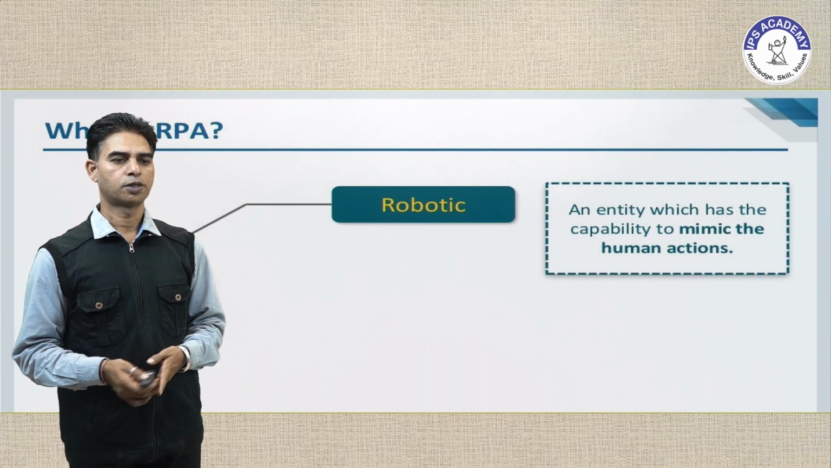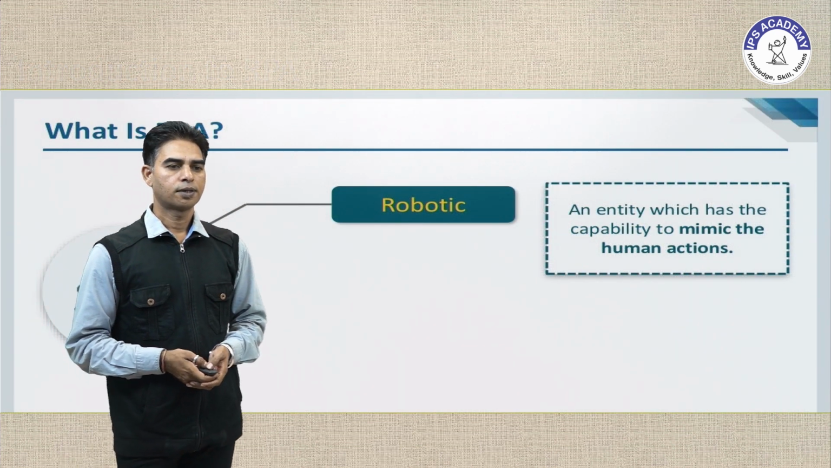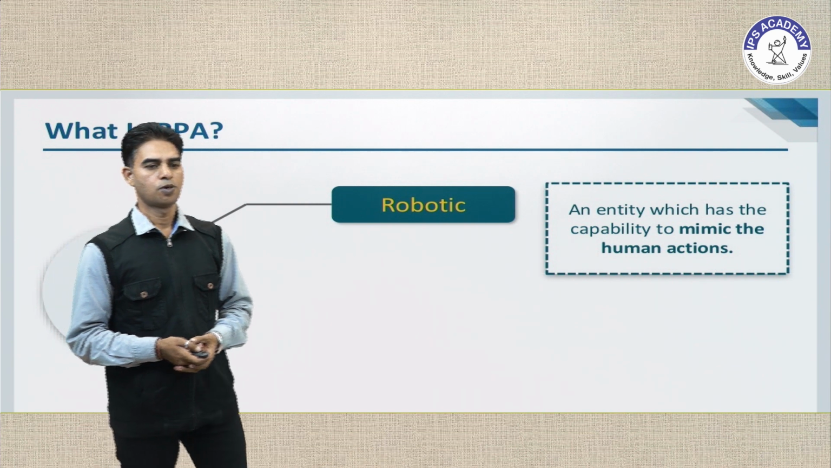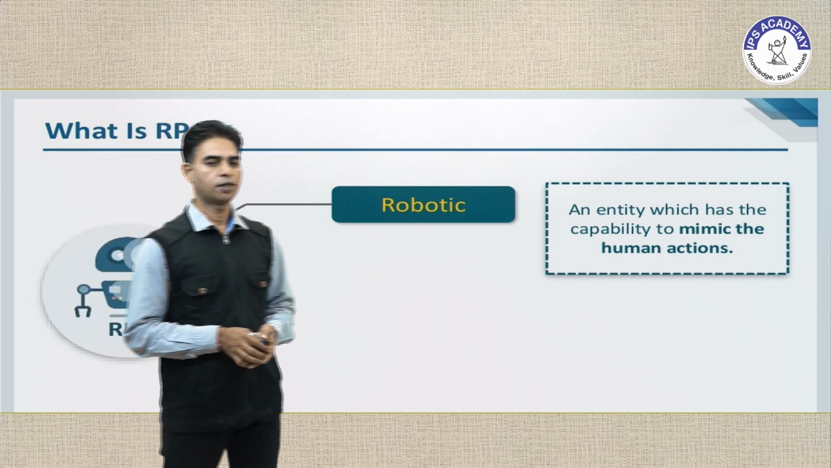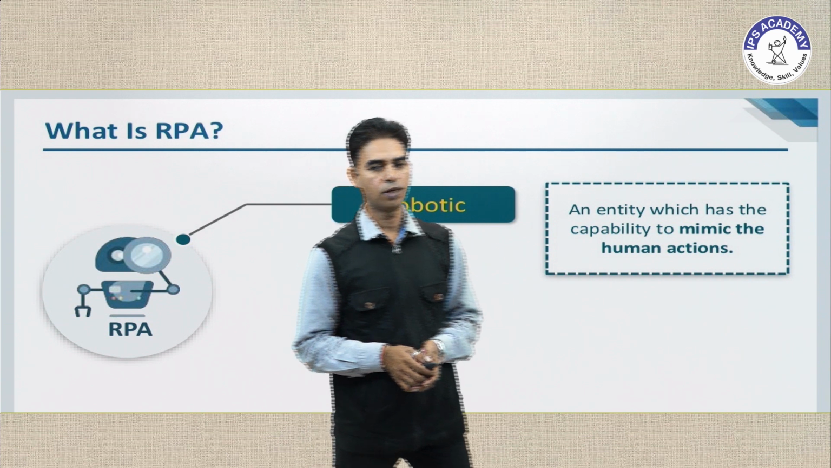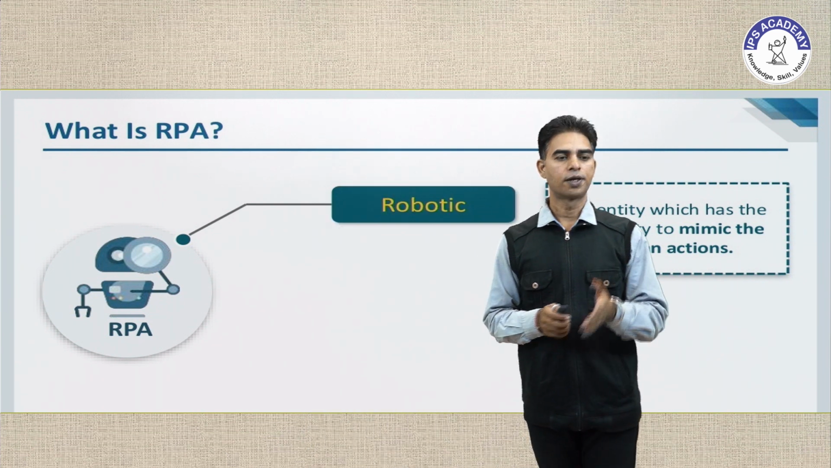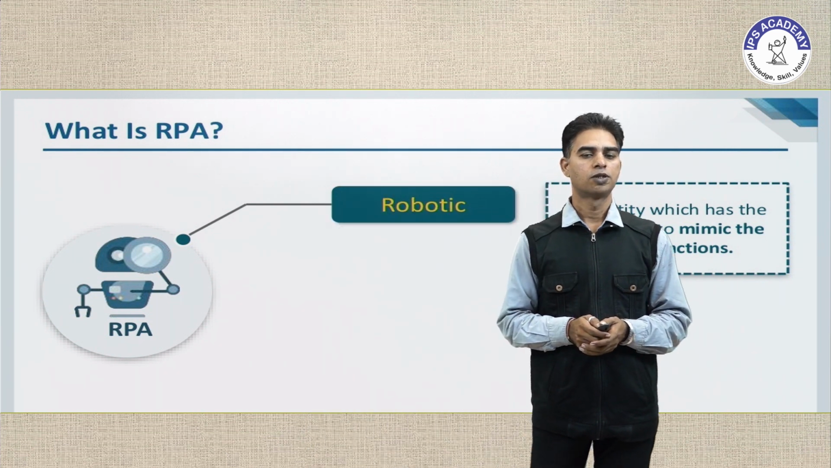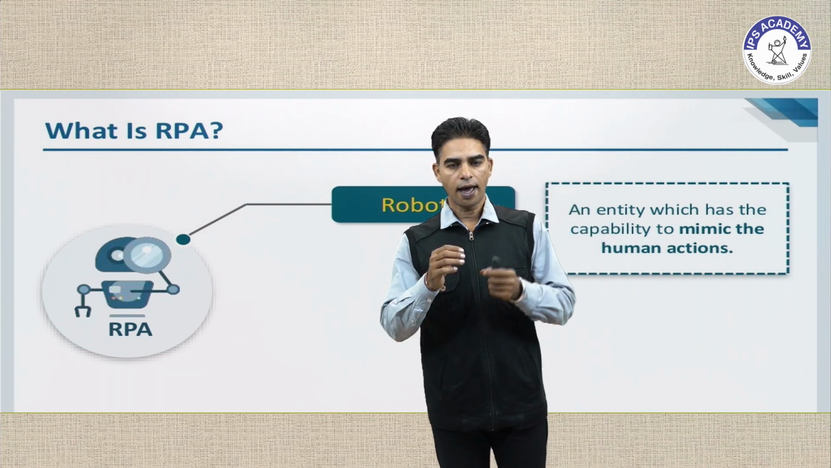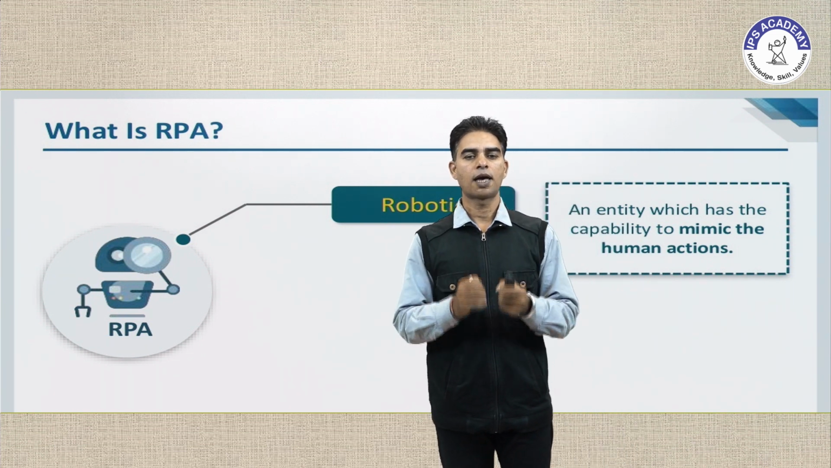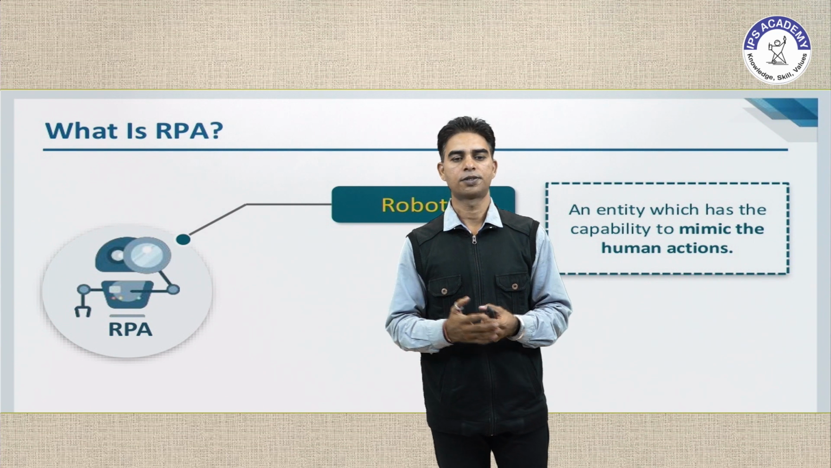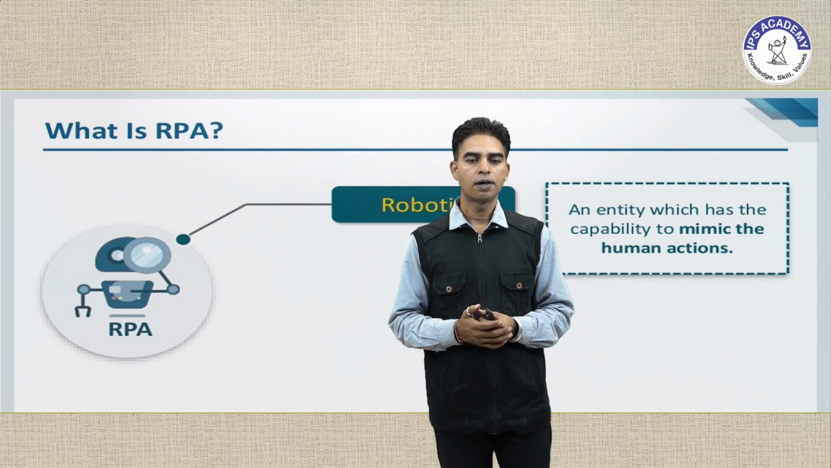So there is a huge environment. So now, what is RPA? One thing in RPA is the word robotic. The first term is robotic. What does robotic mean? Robotic means an entity which has the capability to mimic human action: what I am doing, how I am doing it.